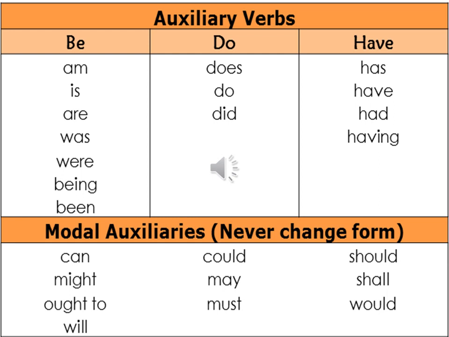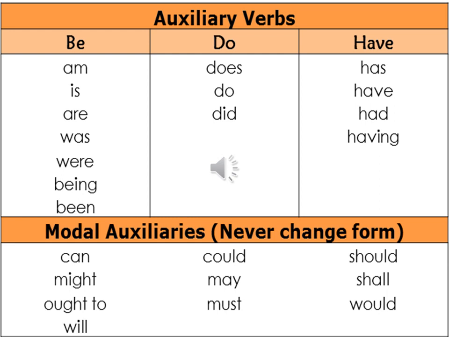If the sentence is in past tense, then we can use was or were as per our subject. With singular subjects, we will use was. With plural subjects, we will use were. If the sentence is in progressive or continuous tense, then we have to use being. And if the sentence is in perfect tense, then we will be using been.